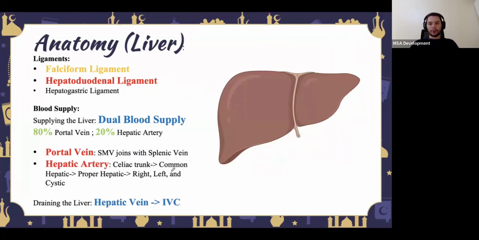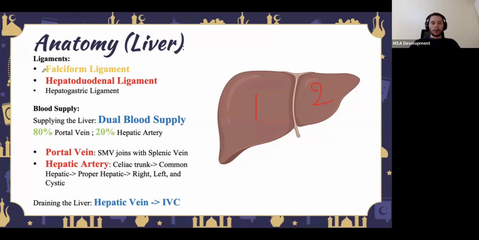Before we begin, I wanted to take a look at the basics of the liver anatomy and the physiology. I feel like it's going to be very important to understand them before we actually get deeper into the different pathologies. Starting really quickly with the anatomy of the liver. As we all know, the liver is made up of four lobes, a right and a left lobe, and then there are two other lobes, the caudate and the quadrate lobe at the back.